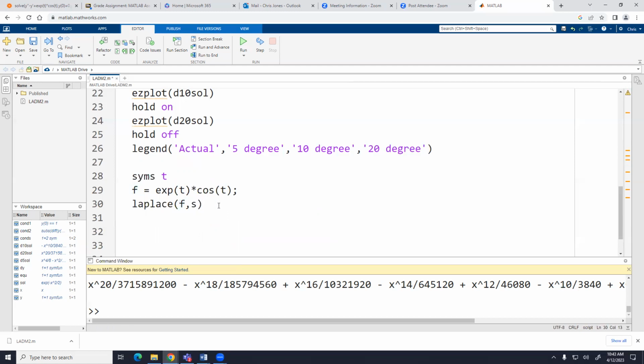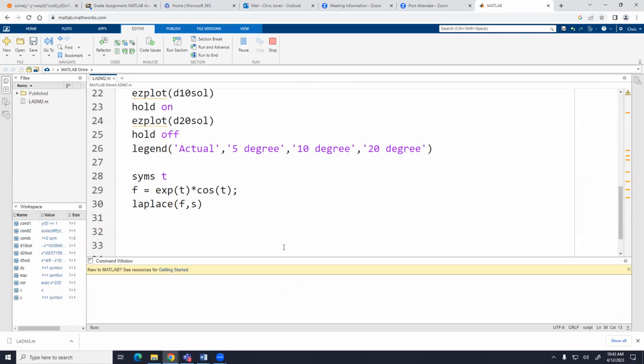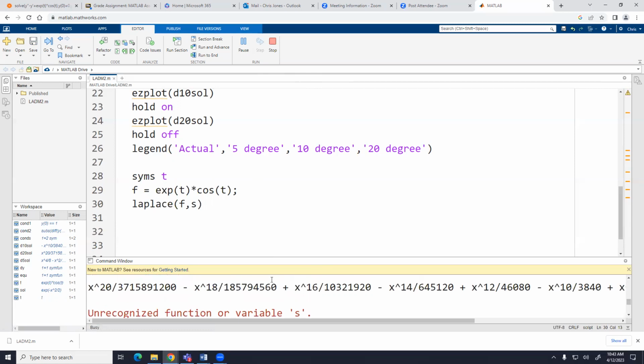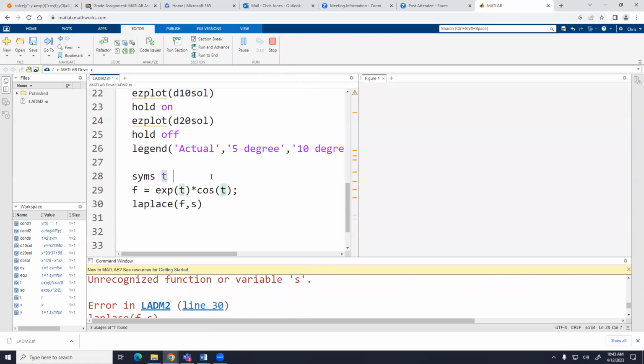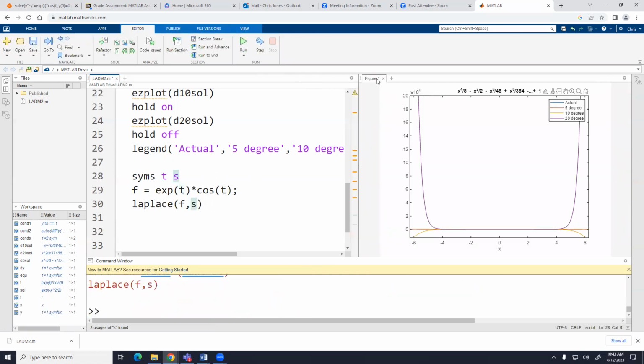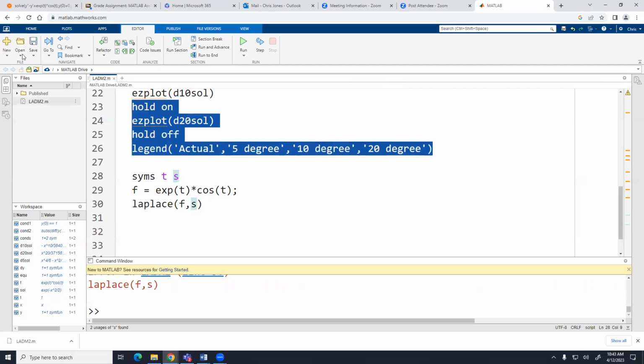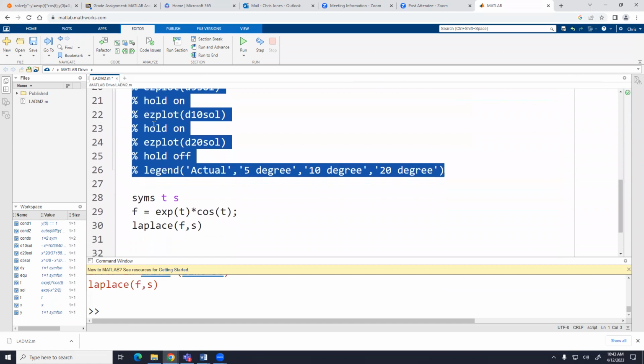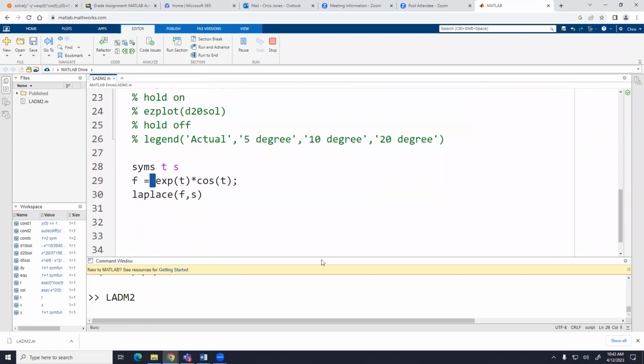I can make that whatever I want. I can make that q or another letter or something like that. But let me run it and show you what we get out of that. I'm going to comment all the other junk out in a sec once we actually get it. Oh, I might need a syms. I might have to do a syms for t and s. So let me try that. Let me comment all this stuff out really quickly, guys. Nope, there we go. Okay, so let's try it again.